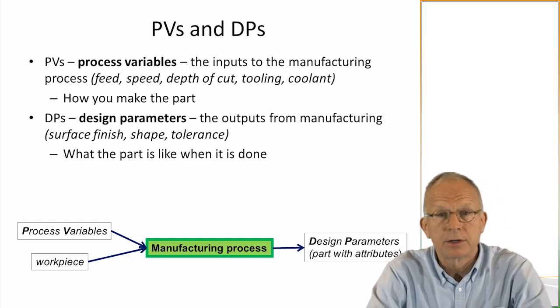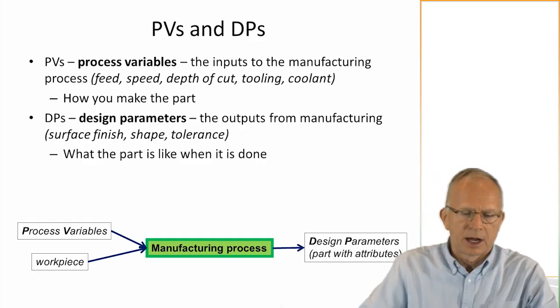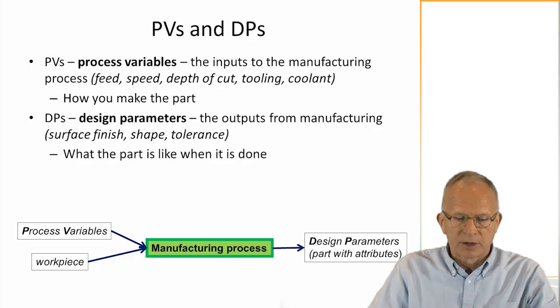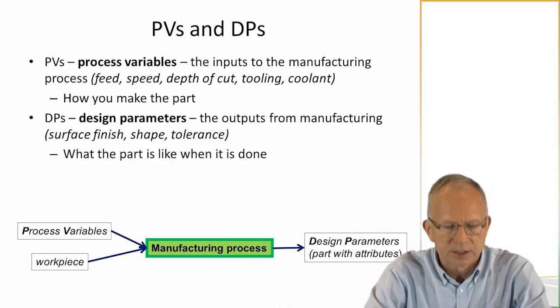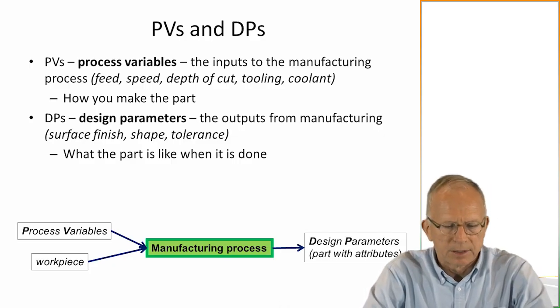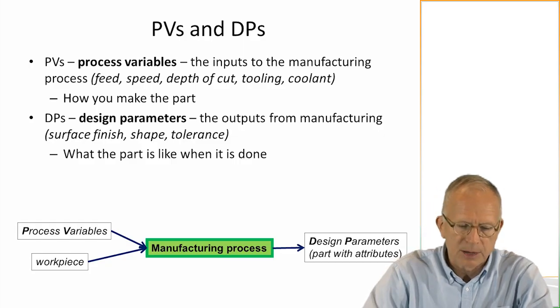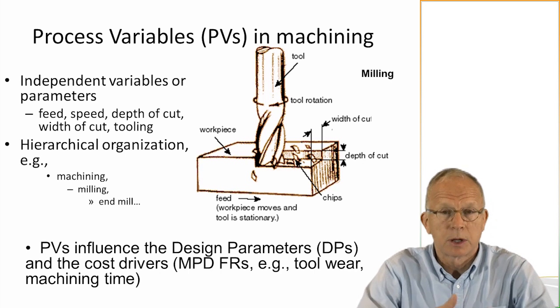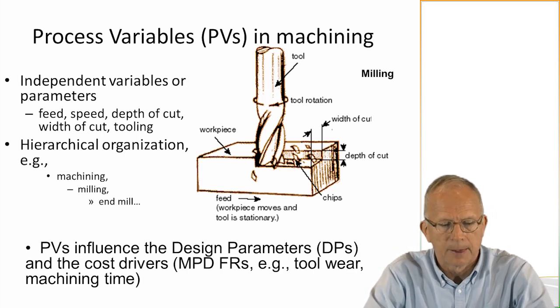The design parameters are the elements of the physical space, and these are essentially the outputs of manufacturing. It's the surface finish, the shape, and what kinds of tolerances you can achieve. And this is what the part is like, of course, when it's done. So it's kind of a mixture of process variables in the workpiece that go into the manufacturing process and produce the design parameters. This is what we've been talking about previously, just putting it in the context of machining.